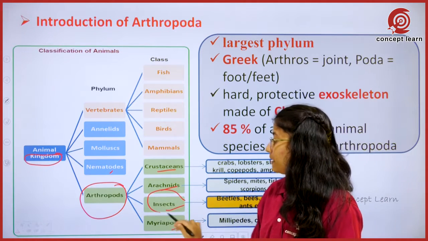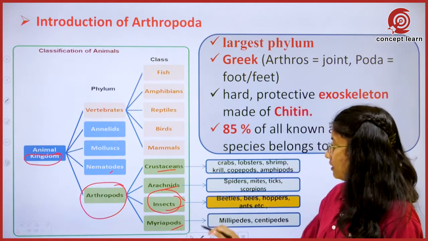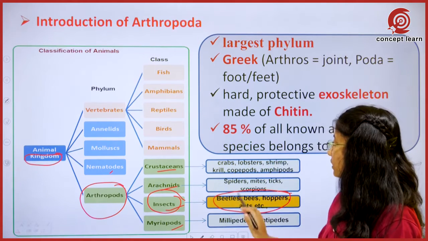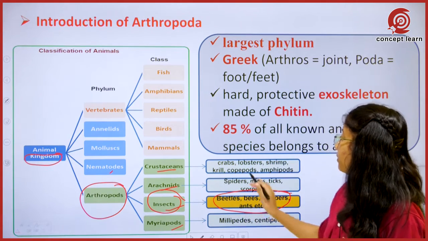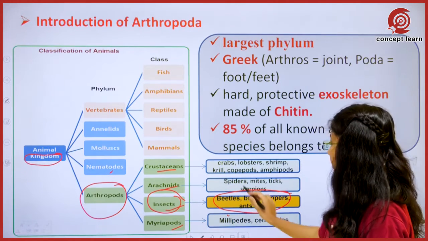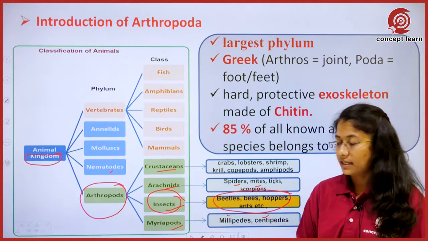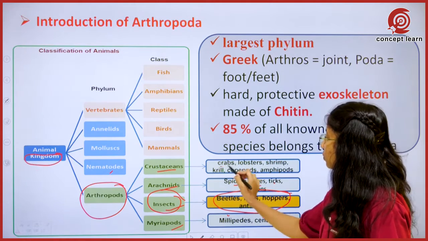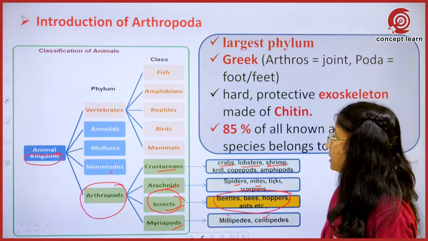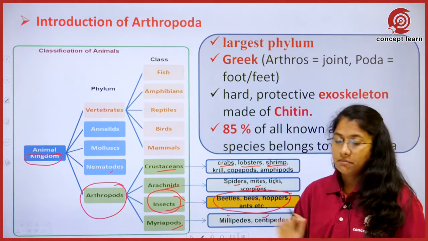And here comes the major importance regarding the insects. As you see here, there are several insects like the beetles, bees, hoppers and ants. And along with these insects, we can see several terrestrial organisms like the millipedes, centipedes, spiders, mites and ticks. And apart from these, there are a few aquatic organisms also, like the crabs, lobsters and the shrimps. All these classes together come under the phylum Arthropoda.